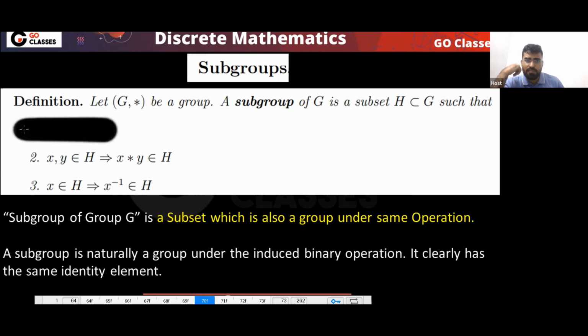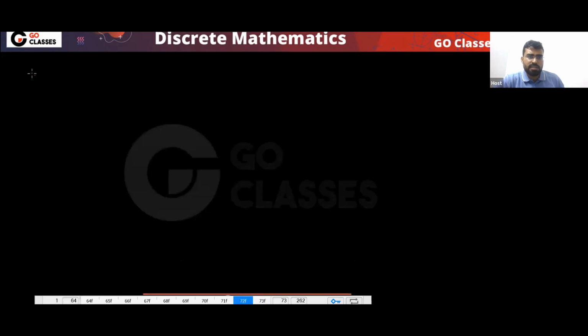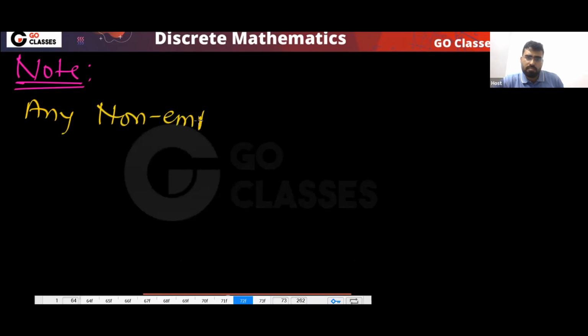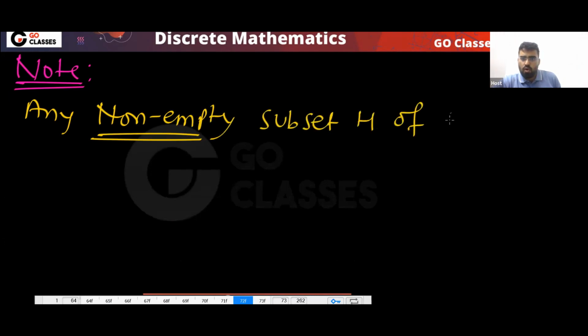But if I remove this property, then I have to say non-empty subset. Let me tell you the reason. Because property number 3 automatically implies property number 1. This is what I'm saying. Just understand this one. This is a note: any non-empty subset H of group G.